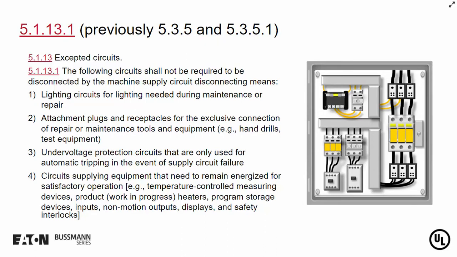So moving on, we're going to talk about accepted circuits, and this is covered in section 5.13.1. You can see here there's a list of different kinds of circuits that can be accepted, and when we use the word accepted, we mean they're accepted from being supplied by the machine supply circuit disconnecting means. So they can be actually connected to the line terminals of the disconnecting means so that they remain energized. Those circuits and equipment being supplied remain energized with the machine supply circuit disconnecting means open.